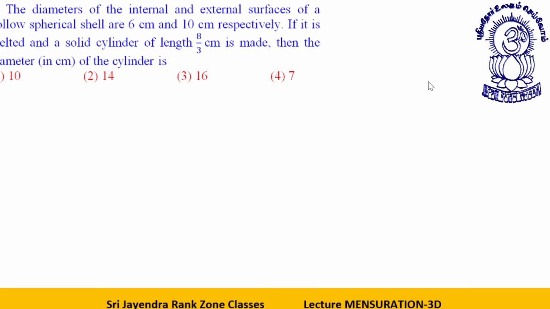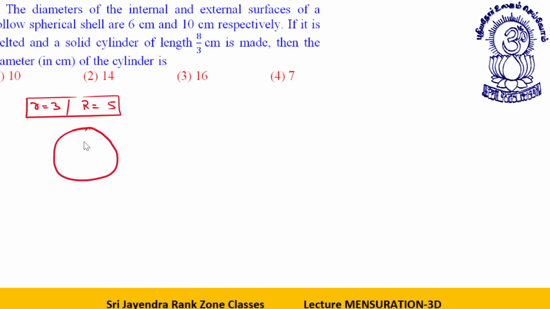The diameters of the internal and external surfaces of a hollow spherical shell are 6 and 10. Okay, so you have small r is equal to 3, capital R is equal to 5. If it is melted to form a solid cylinder of length 8 by 3. Now this is melted to form a cylinder. This height is 8 by 3 centimeter. You have to find the diameter of the cylinder, or radius of the cylinder.